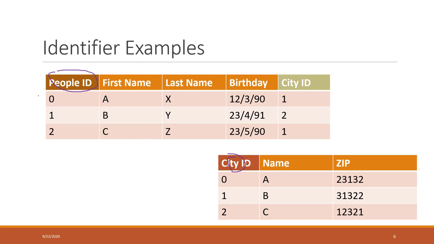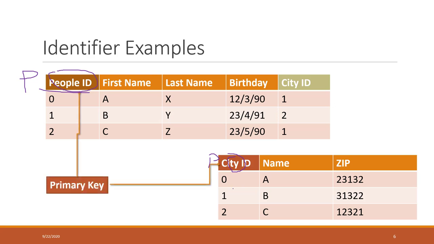So for example, people ID will be the primary key on the people table, city ID will be the primary key on the city table. So here we have two primary keys, one on each table. And foreign key means that on that table you have one field that corresponds to the primary key on another table.